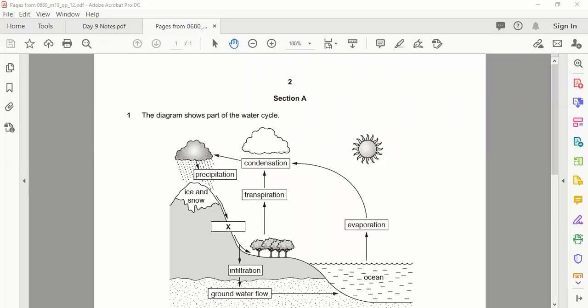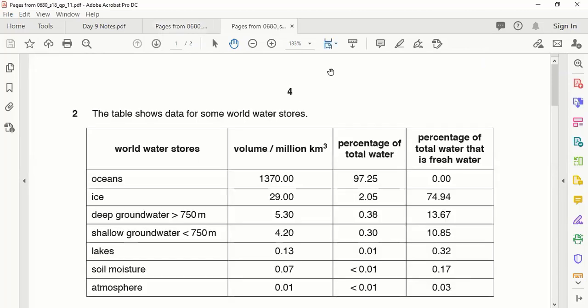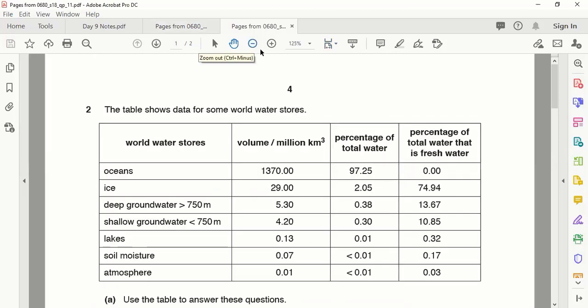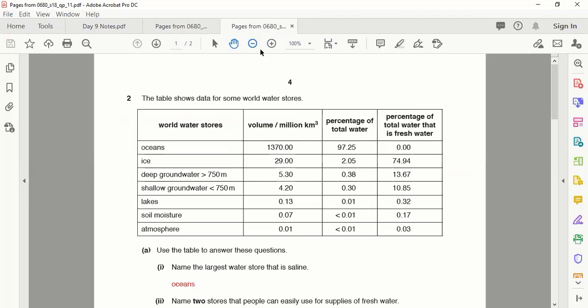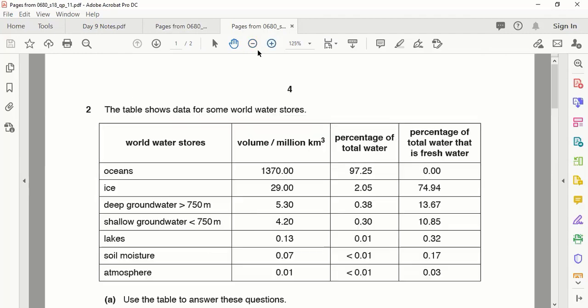So I will change the question. It's a little bit lengthy, but easy, don't worry. Can you see question number 2? Yes. Okay.